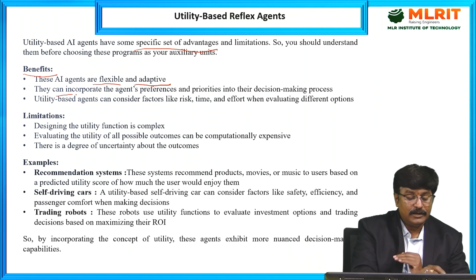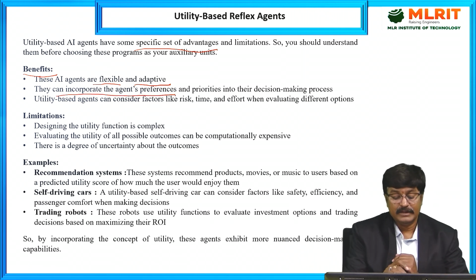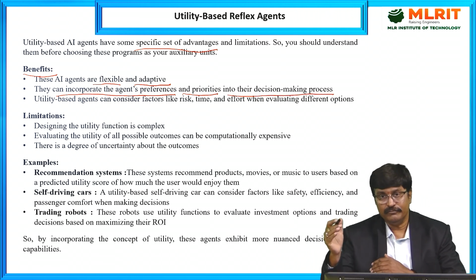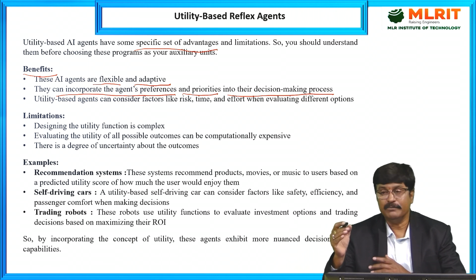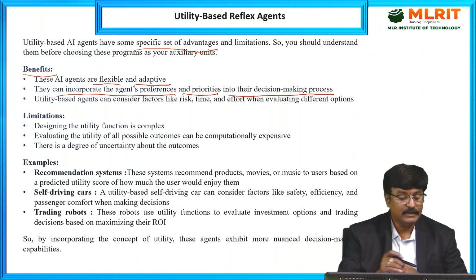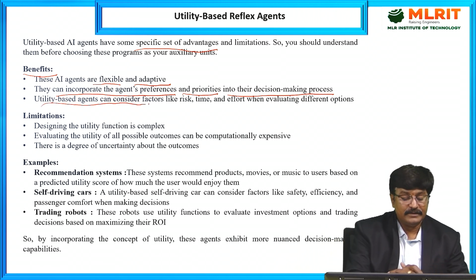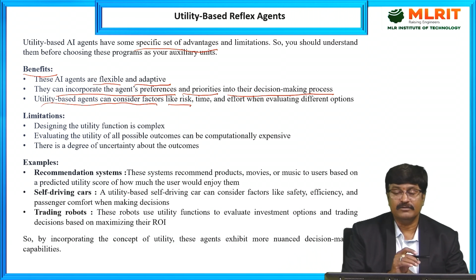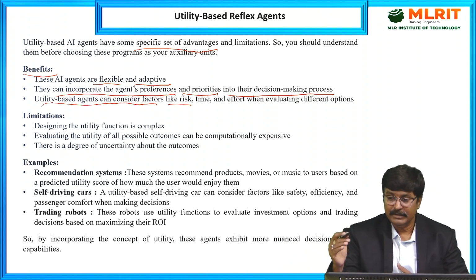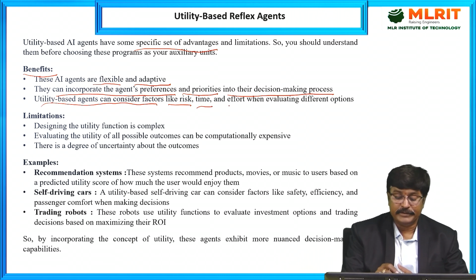They can incorporate agent preferences and priorities into their decision-making process. What are the agent preferences? How you have to prioritize them, and based on that the decision is taken. So utility-based agents can consider factors like risk, how much risk is there if I am taking decision A, and time is also important, and effort.